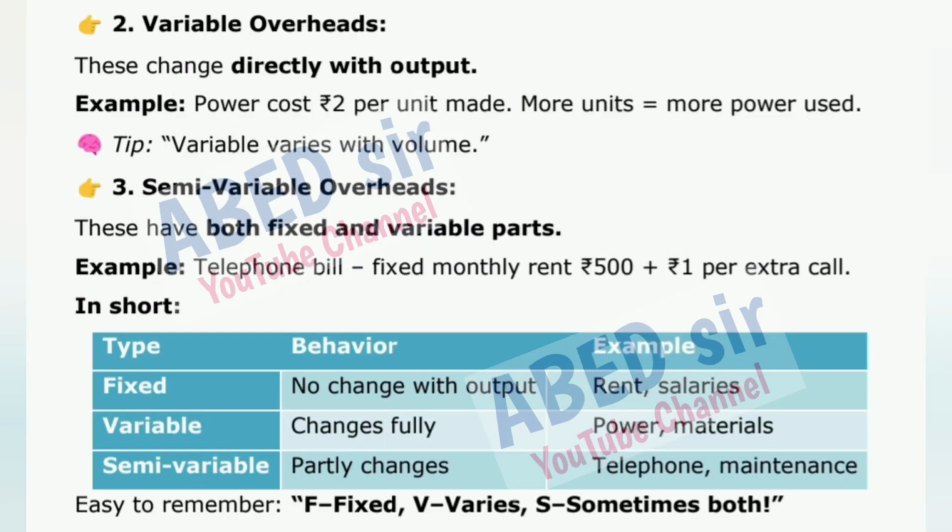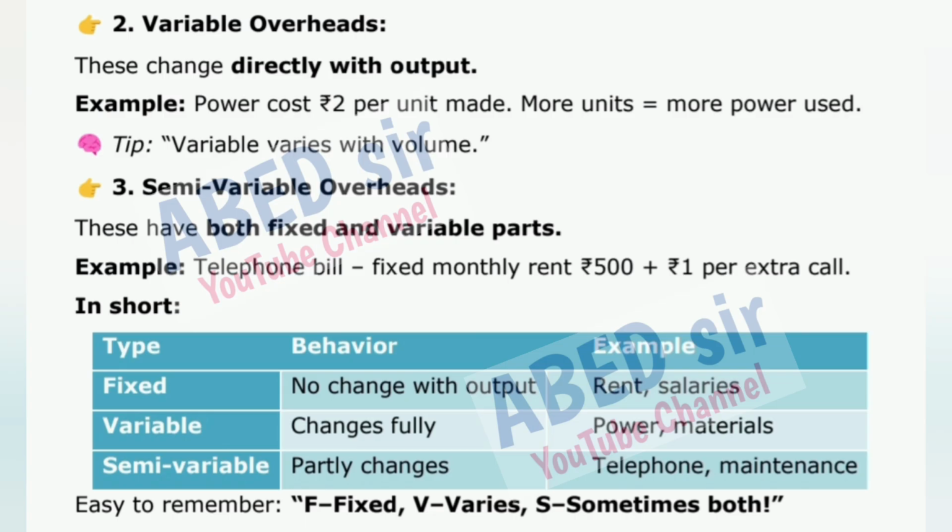2. Variable overheads. These change directly with output. Example, power cost 2 rupees per unit made. More units equals more power used. Tip: variable varies with volume.